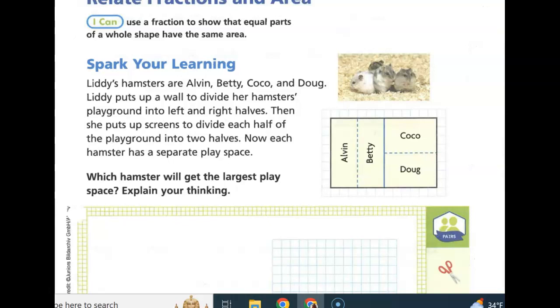Raise your hand when you know which hamster got the largest play area. Raise your hand when you have an answer. Okay, I'm going to draw a stick. I hope that person has an answer. Avery. They're all the same amount. Thumb up if you would agree with her.